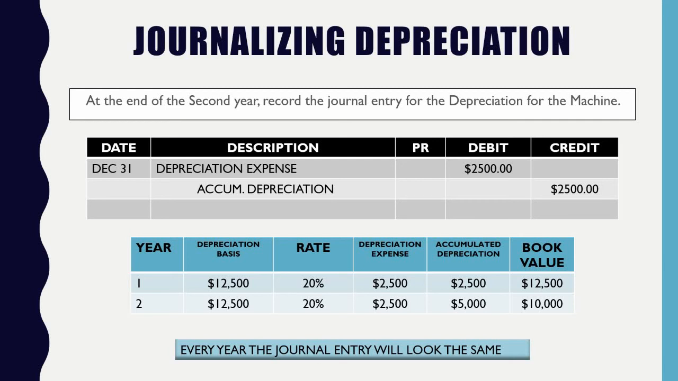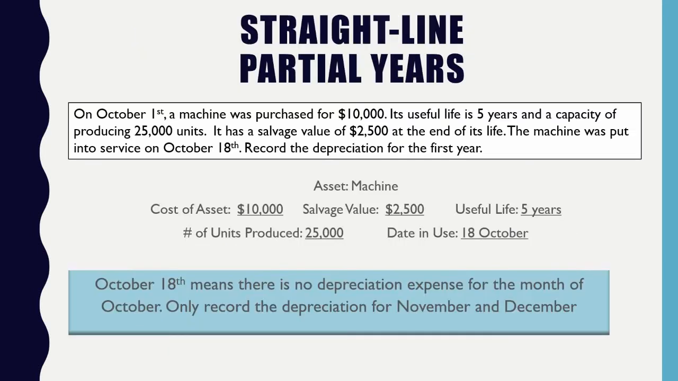Okay. But here is where you'll have a slight difference in the beginning, when you depreciate your asset for the very first year. That's when partial years come into play, right? In this case, I bought a machine that cost a total of $10,000 with a salvage value of $2,500.